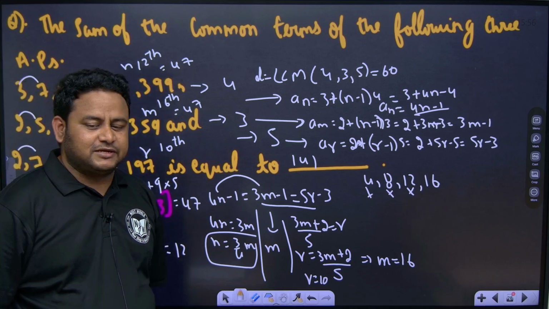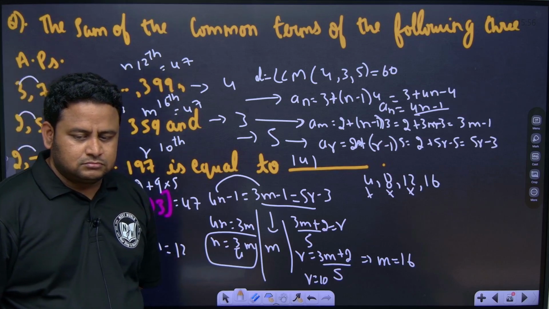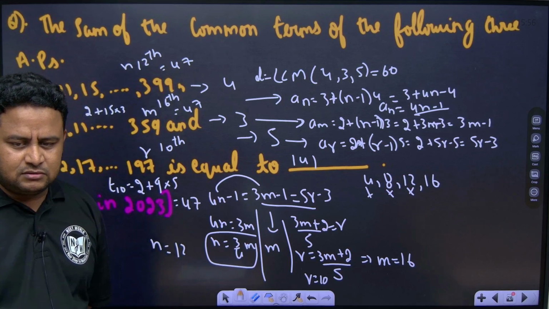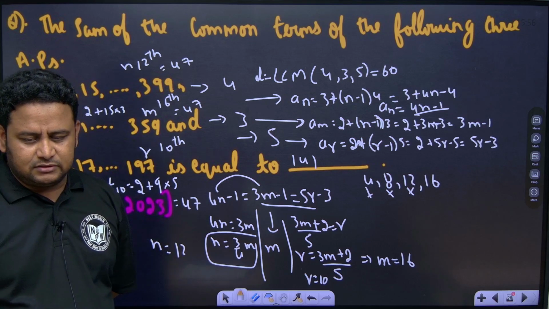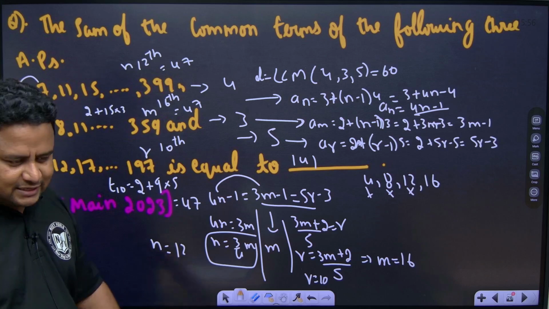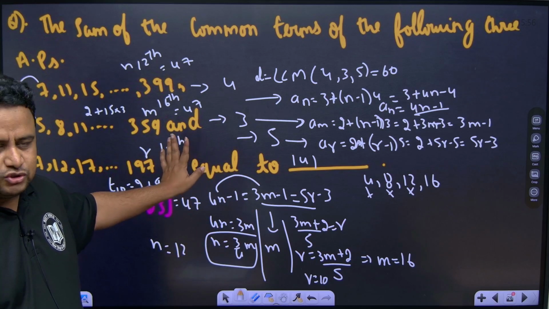720 is divisible by 3. Correct? 7 plus 2 is 9, 9 plus 0 is 9. So 9 is divisible by 3 means 720 is divisible by 3. Okay, I can't teach divisibility now. Understood this one? Online students, I hope it is clear.